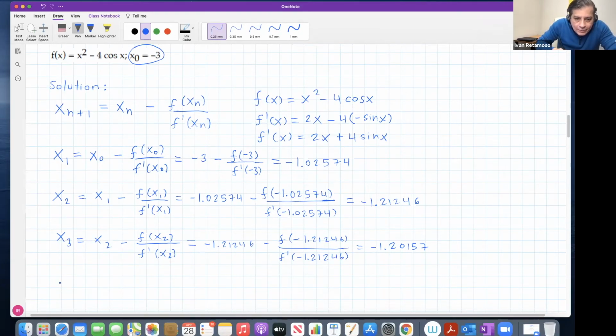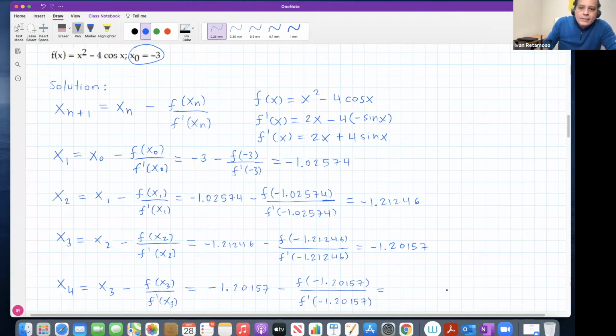So one more time, x4. Let's see what happened at x4. x4 will be the previous x3 minus the evaluation at x3 divided by the derivative at x3. This will be equal to negative 1.20157 minus the evaluation of the function at this guy, negative 1.20157, all over the derivative of your function evaluated at that number. Now we're going to compute this with our calculator.